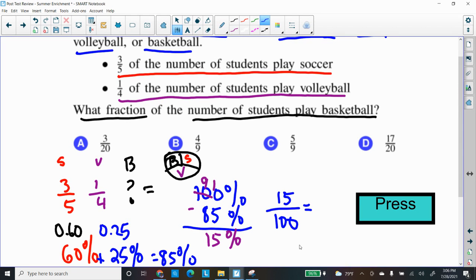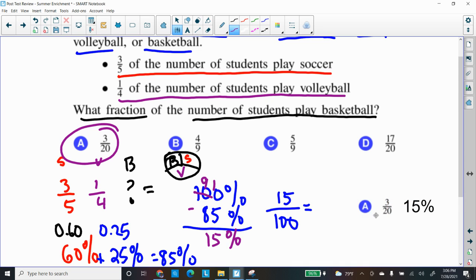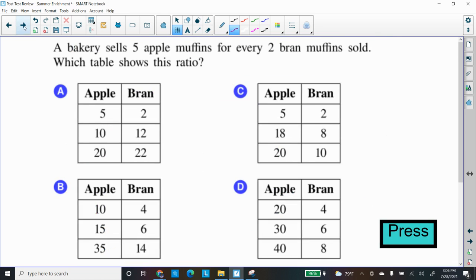So let's take a look. They don't have a decimal there, but they do have 3 over 20, which is choice letter A. So 3 out of 20 play basketball. So that was a tricky question. Had to do a little bit of work to do it, but if you wanted to use fractions, you can. But I like using the percentage or the decimals as a way around that. So that was a good question.